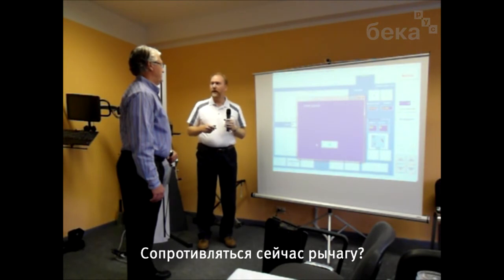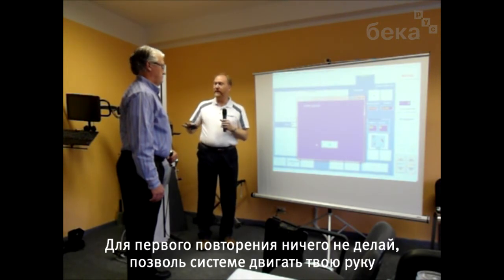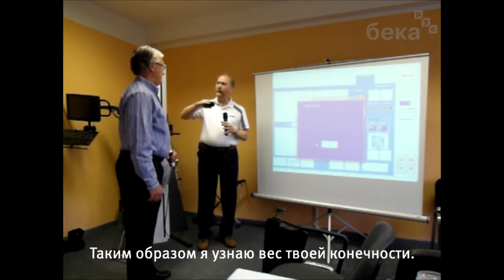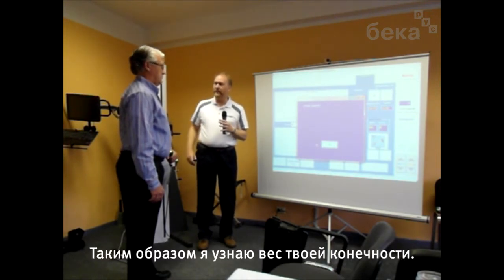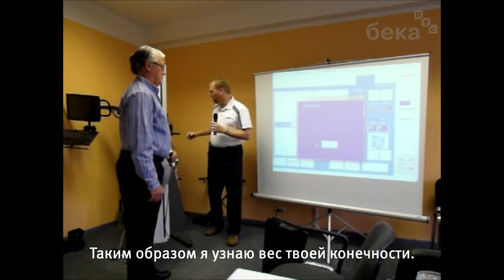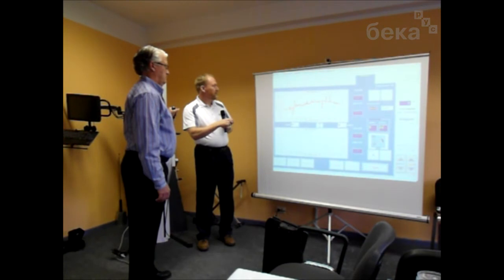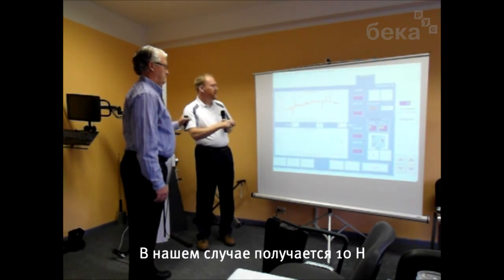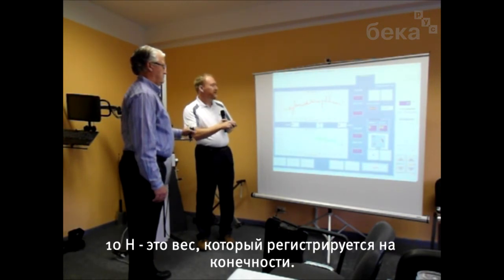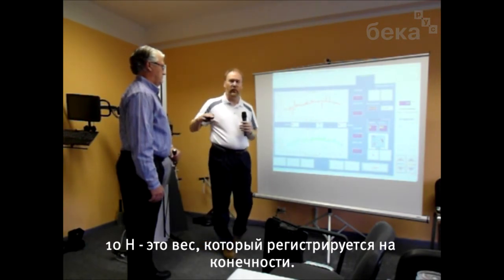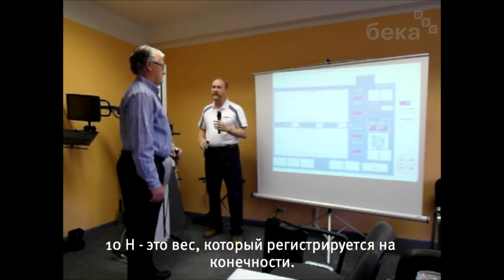So, resist or assist? Right now, first repetition, nothing. Okay. Just let it move you passively through the range of motion. Okay. And then get that reading as far as the weight of your limb. So any value that we get, in this case it shows 10 newtons. Approximately 10 newtons is the weight or the force of the arm and the tool on the load cell.